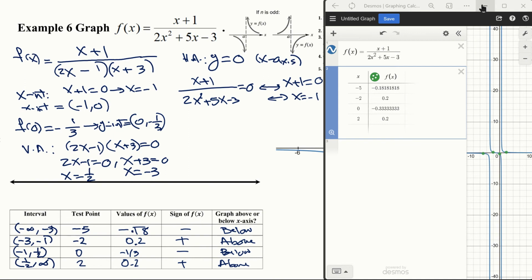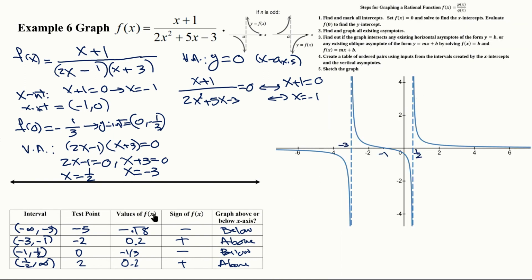Okay, so let's see if this matches what we have here. So we picked -5, it was negative, and it was going to be below the x-axis. Now we know, for example, that this graph is never going to cross the x-axis, right? So all this piece is going to be below the x-axis. At -2 we got a positive value, not surprisingly, and it's going to be above the x-axis, right? And we had a 0 at -1, right?